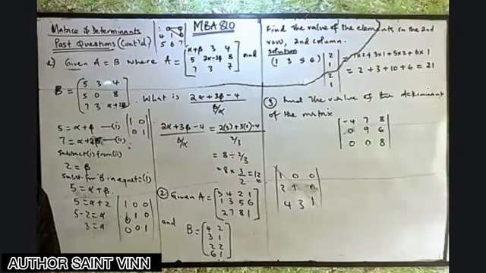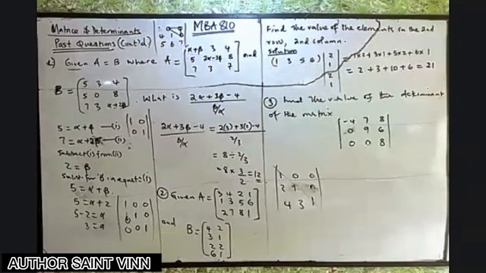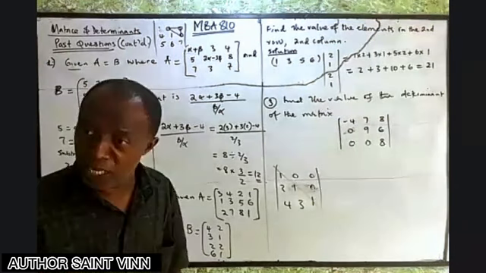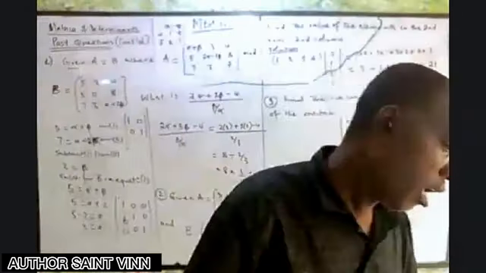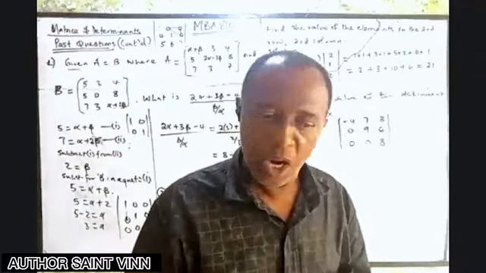If you also look at D, A minus B equals A minus B. That is the same thing. The left hand side is A minus B, and the right hand side is also A minus B. So that one is true. That means C and D are true of matrices.